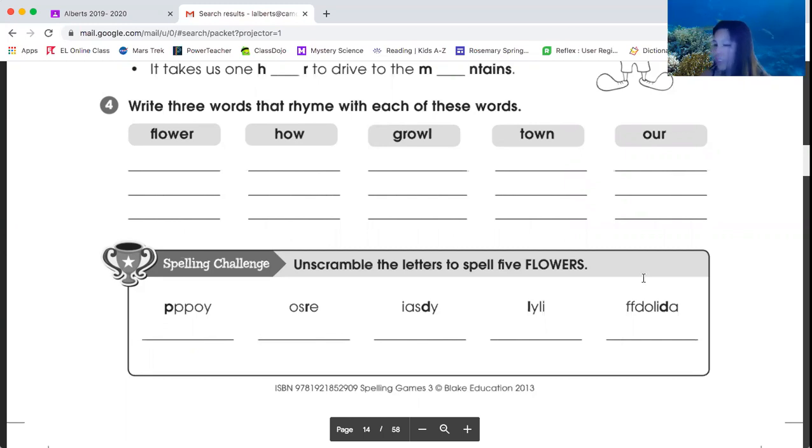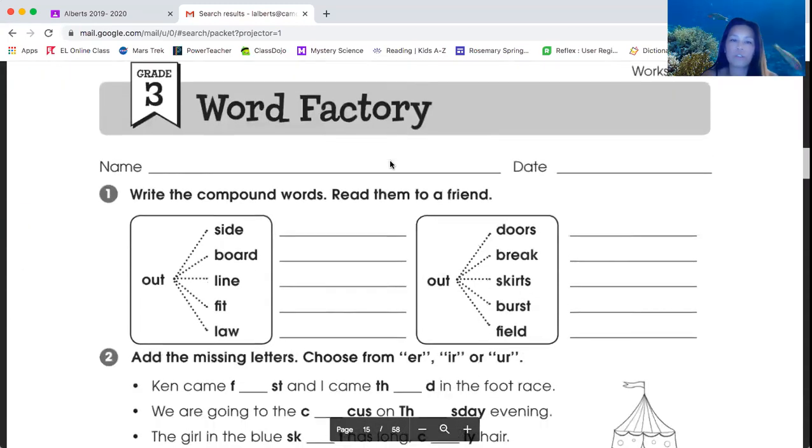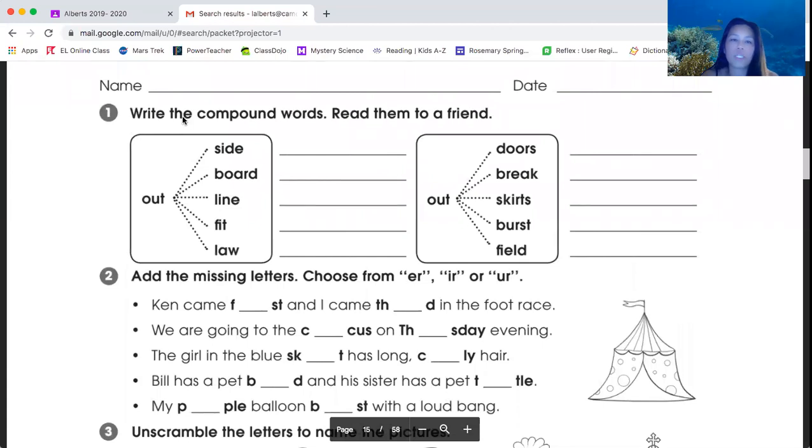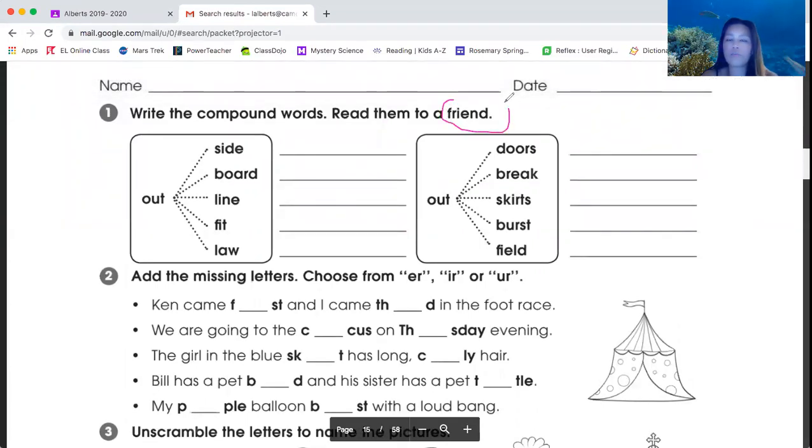Then go to your next page in your packet. More spelling work. Let me keep scrolling down. Alrighty. Number 1, it says write the compound word, and then you're going to read them to a friend. If you don't have a friend, feel free to record it into your Class Dojo portfolio, make a video, and then read it for your teacher. Extra credit if you do that.